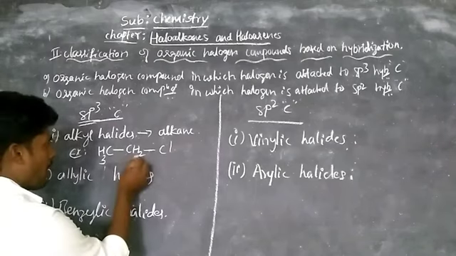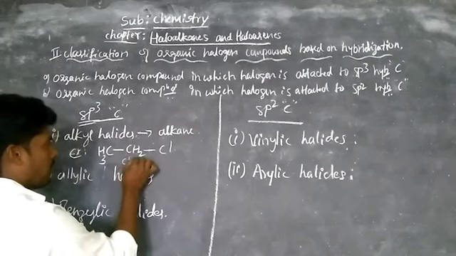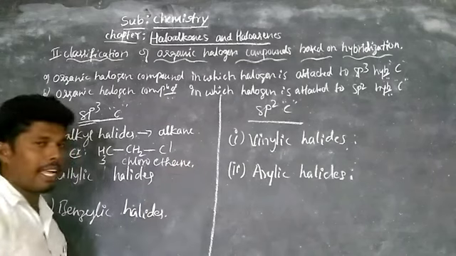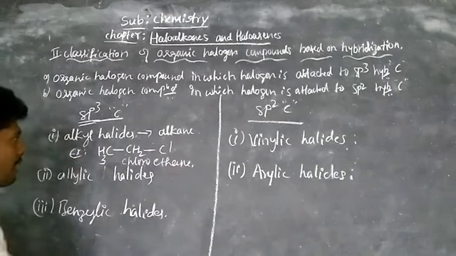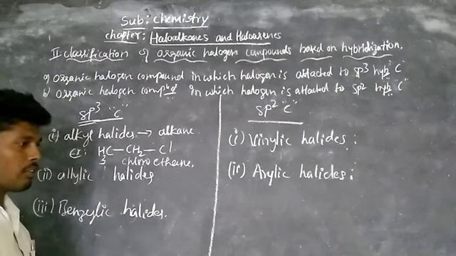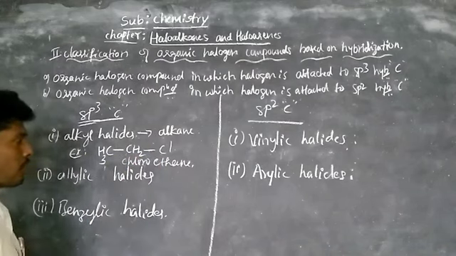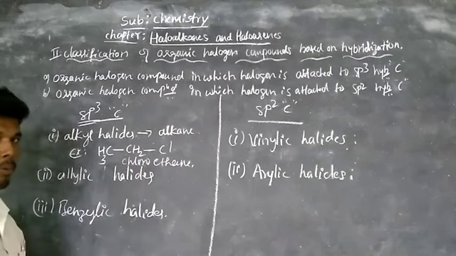So its name is what? Ethyl chloride or chloroethane. Chloroethane is the IUPAC name. So this is an example for alkyl halides. So alkyl halides are nothing but the monohalogen derivatives in which the halogen atom is directly attached to the alkane, directly attached to the sp3 hybridized carbon, and there are no double bonds.